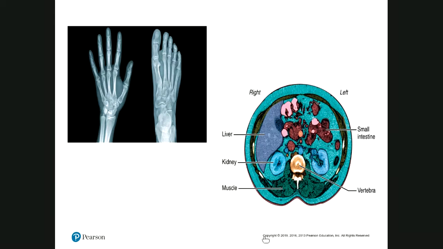So the first one that you see here will be an X-ray. And just to pause for a second, what are we X-raying? Well, this will represent one of the human body systems, which will be the skeletal system. We can see the bones, okay?